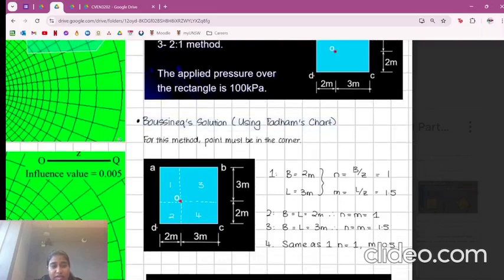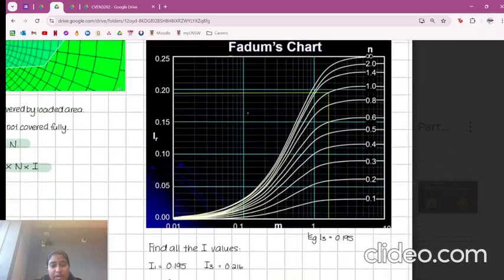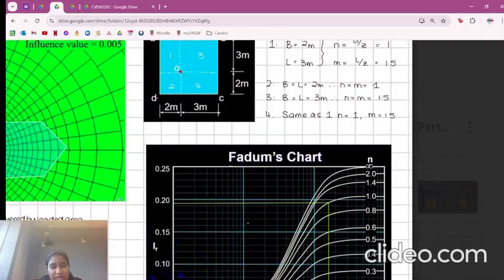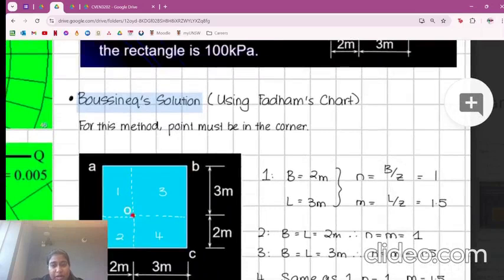One thing to consider is that when you use this method here, you have to use Fadam's chart, which you might have seen in your lecture slides already. But the whole idea is that you take each section and you calculate the stress on the soil in each section, and then you combine them at the end.